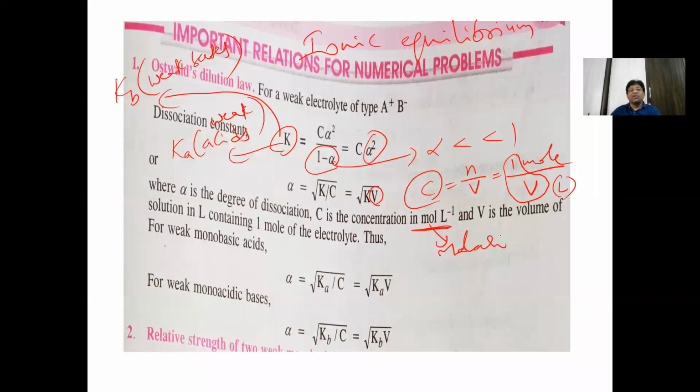We are taking molar concentration, molarity. V is the volume of solution in liters containing 1 mole of the electrolyte. If you take 1 mole of electrolyte, we take C equal to 1 by V, where V is in liters and C is in moles per liter.